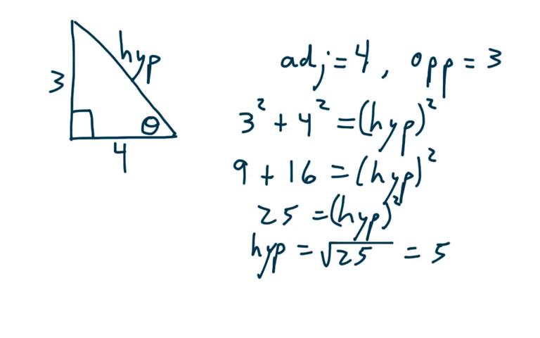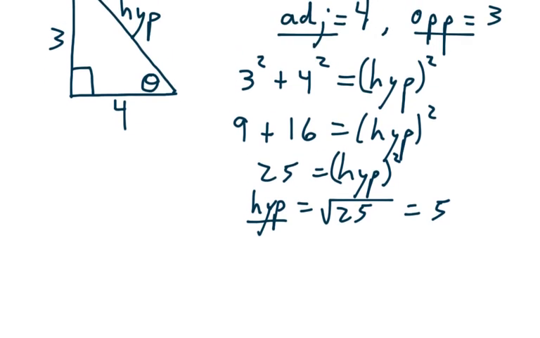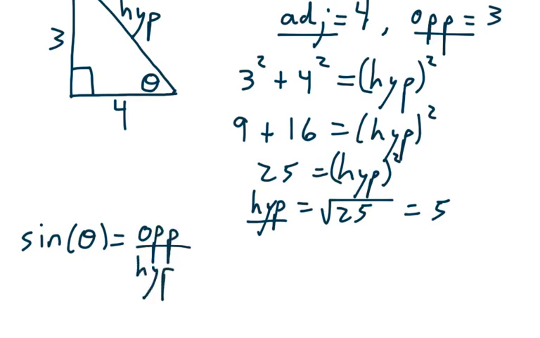So now that we have our 3 side lengths, we can easily obtain the other trig functions, right? Remember, we know that sine of theta is opposite over hypotenuse. So we have here 3 over 5. So that's what we have here. Now let's get the other ones.